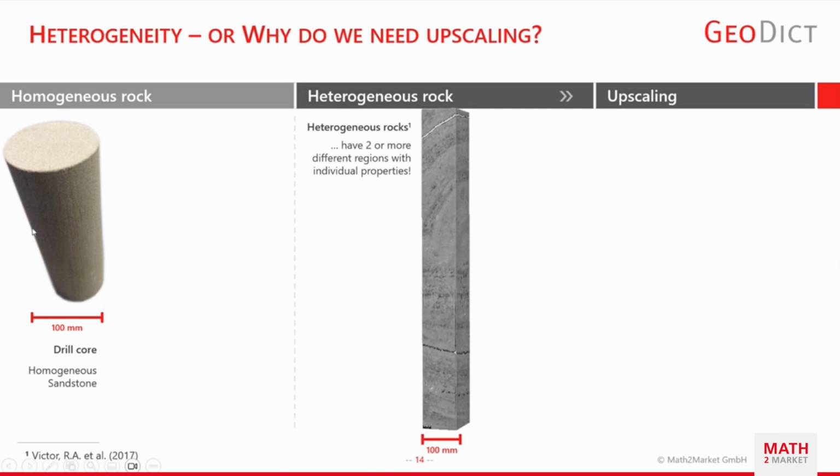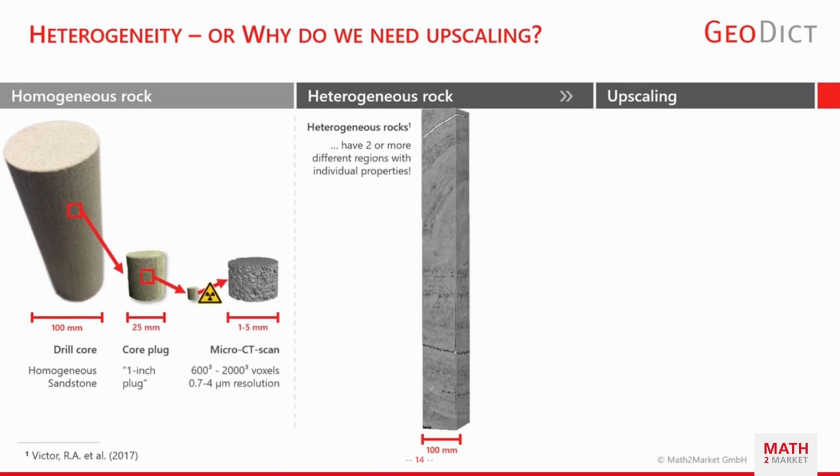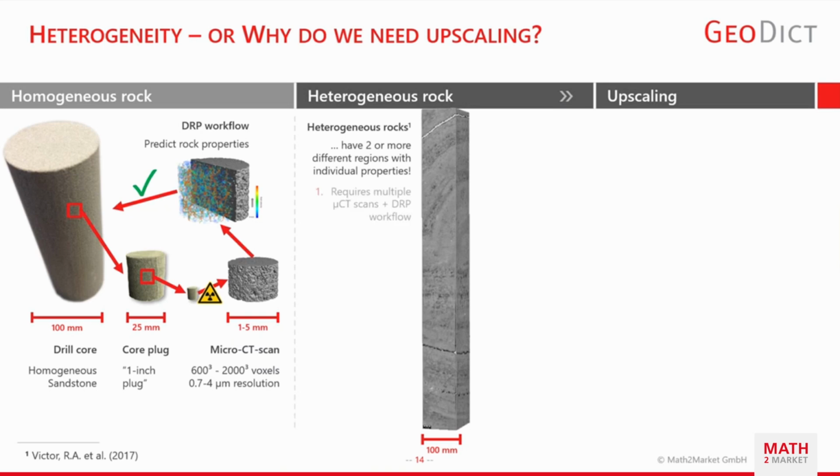So coming first here to homogeneous rocks, having a homogeneous rock, you can do a core plug, a mini plug, get a micro CT out of it, predict the properties of the rock, and can fairly assume that these are representative for the core that we are looking at, assuming it's homogeneous. If we go to heterogeneous rocks, however, the story is a little more complicated.